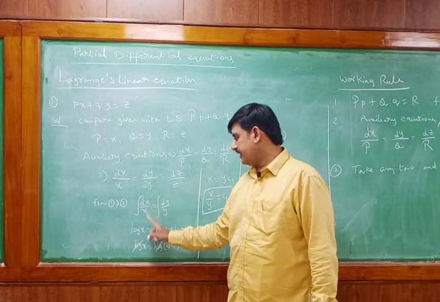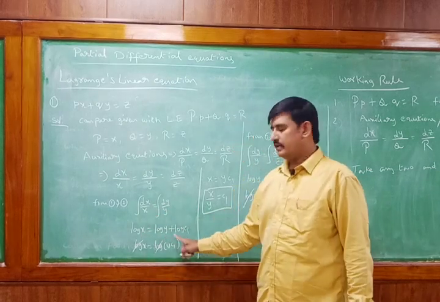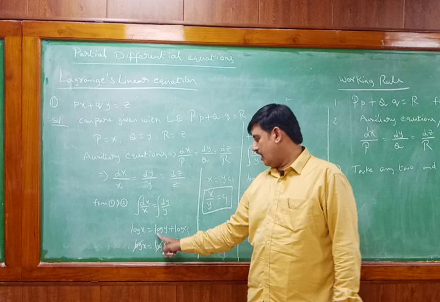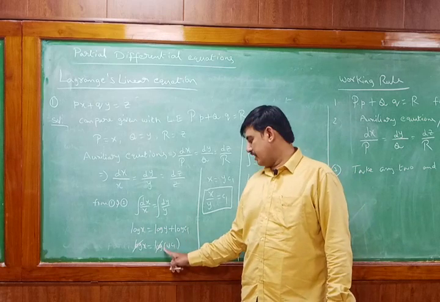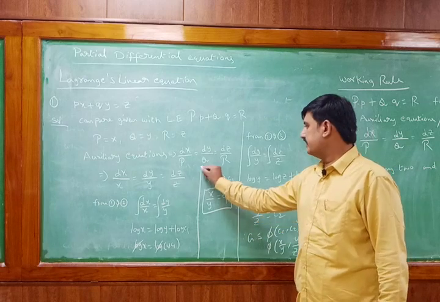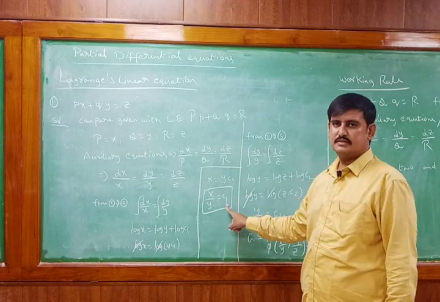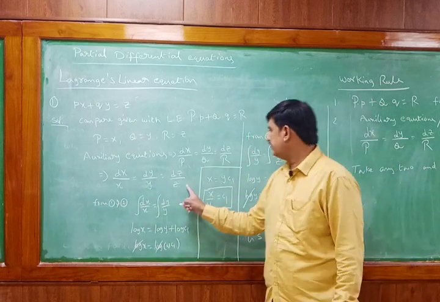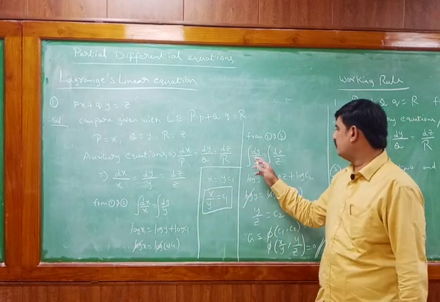Okay. So integrating 1 by x, 1 by y gives log y, and the constant is log C1. Log a plus log b will become log ab. So log got cancelled. X by y, x is equal to y C1, so x by y is equal to C1. Similarly, I took 2 and 3.